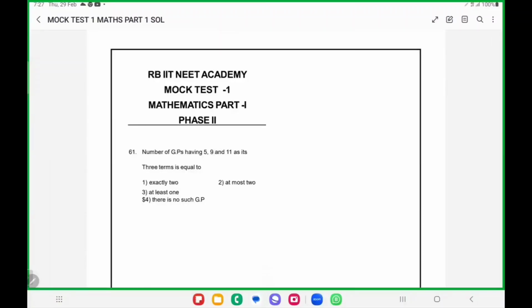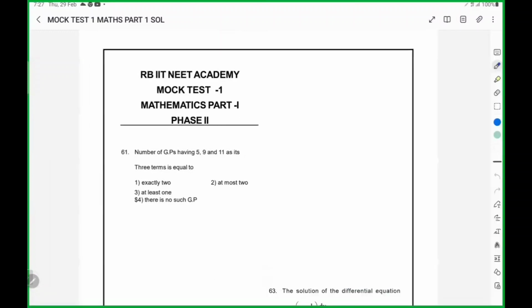He has given some geometric means: 5, 9, 11. So we don't know which terms they are in the GP. Let us assume that the Lth term is 5, the Mth term is 9, the Nth term is this. Let A be the first term.